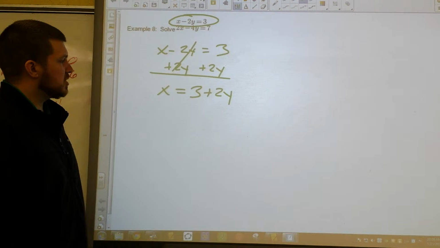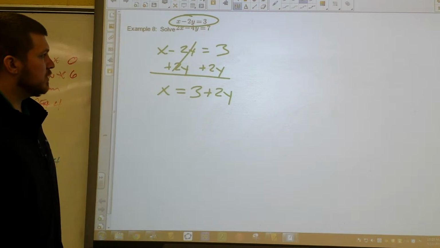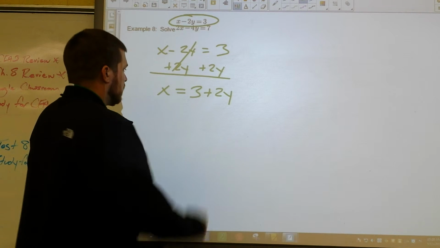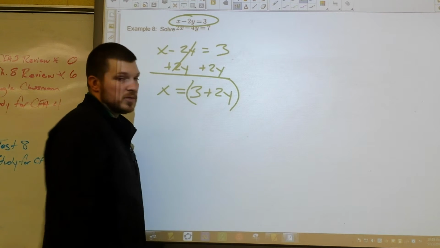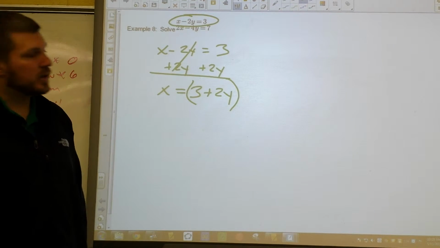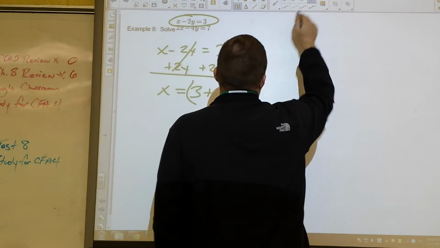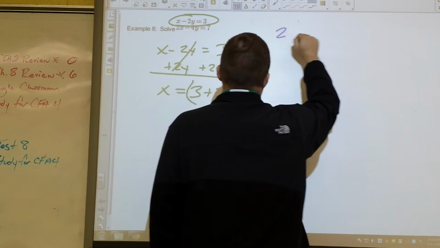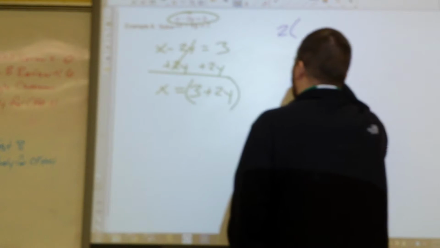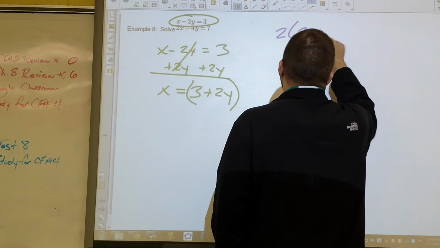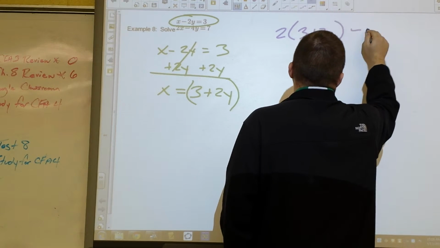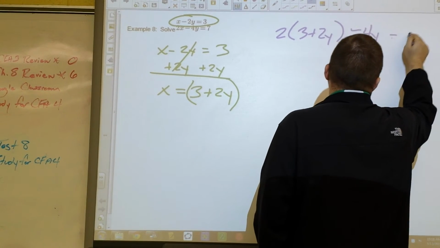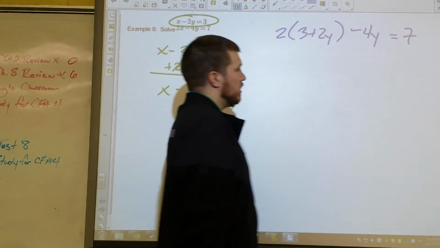So everywhere in the bottom equation I see x, I want to plug in a 3 plus 2y. There's more than one thing here, so when I plug it in, it has to be in parentheses. Otherwise, you're going to get the wrong answer. So I'm going to do the bottom equation in blue. So I have 2 times, I see an x, I'm going to plug in 3 plus 2y, minus 4y equals 7.